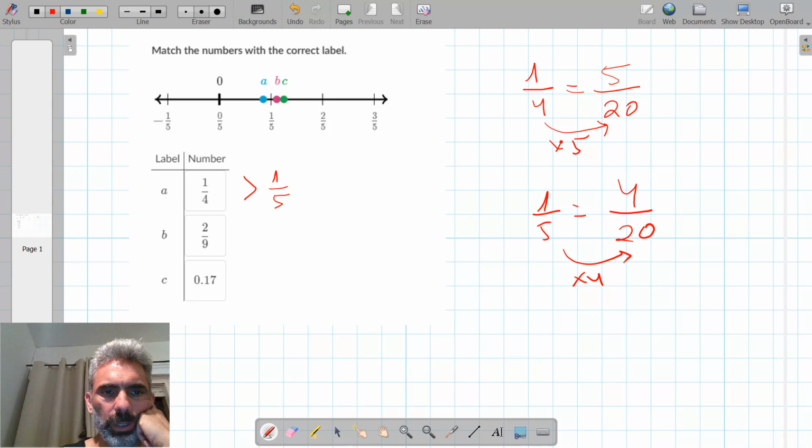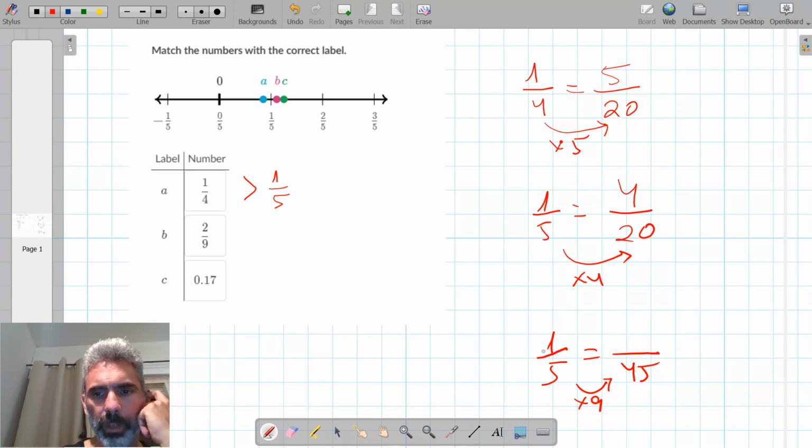Okay, now which is greater, 1/5 compared to 2/9? Okay, so 5 and 9. Okay, so 1/5: I need to convert it to a fraction with 45 in its denominator. So 5 times 9 is 45, and 1 times 9 is 9.